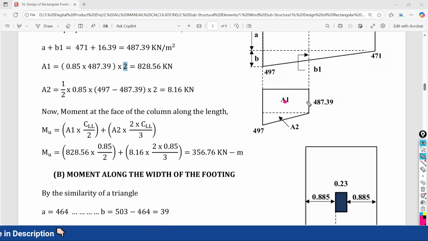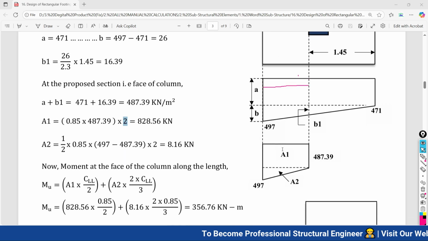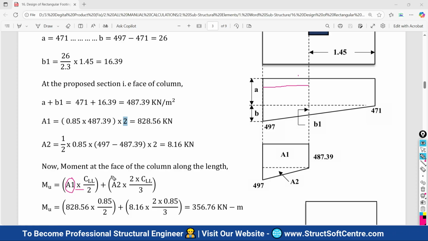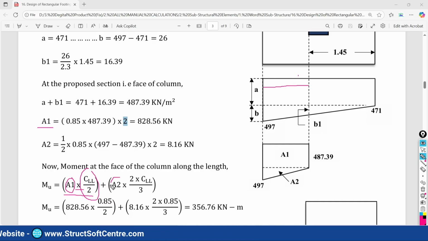At this point, which will be at half of this. Half of this means what? 0.85 divided by 2, from the face of your column. So 0.85 divided by 2, that will be the centroid of this rectangle. So basically A1 multiplied with projection divided by 2. So the moment due to the area 1 we are going to calculate, plus moment due to the area 2.